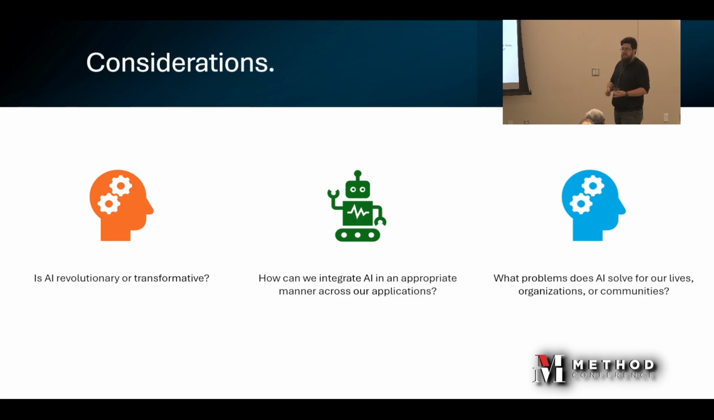Because there's a lot of people who just say AI, AI, AI, but they don't really know what they want it for. They're trying to use AI to solve a problem that they haven't identified yet, right? But as developers, we know that we need to identify the problem first in order to solve it.